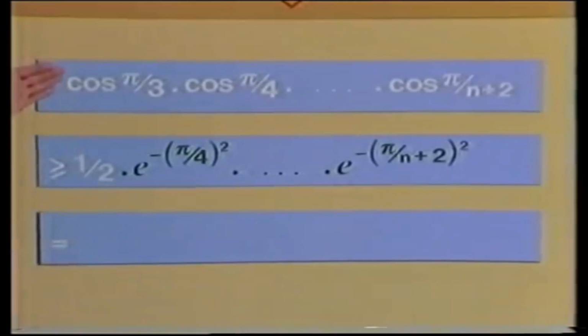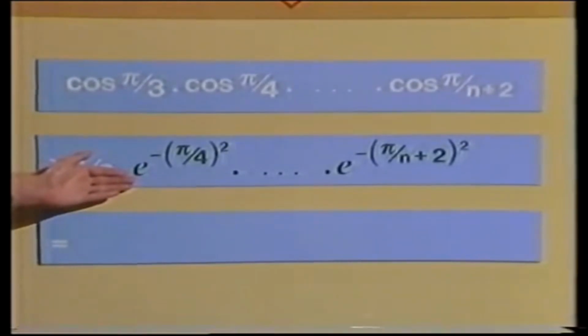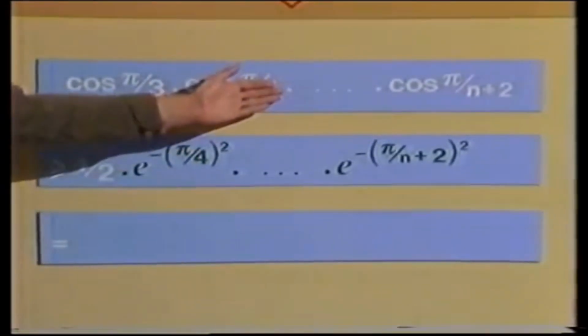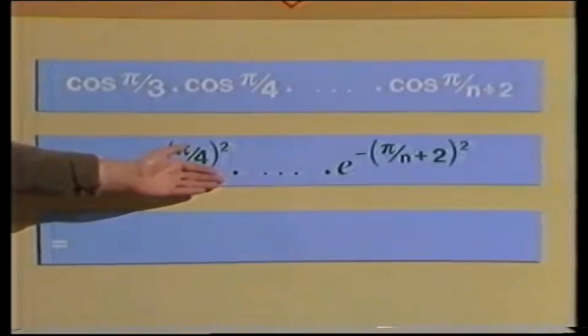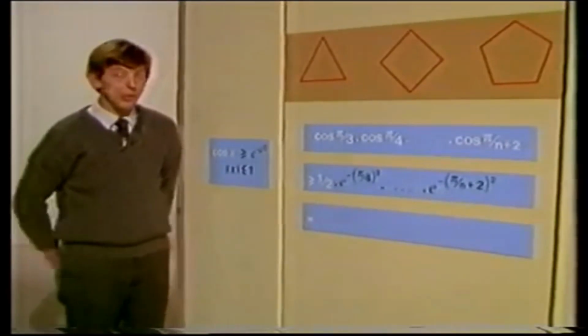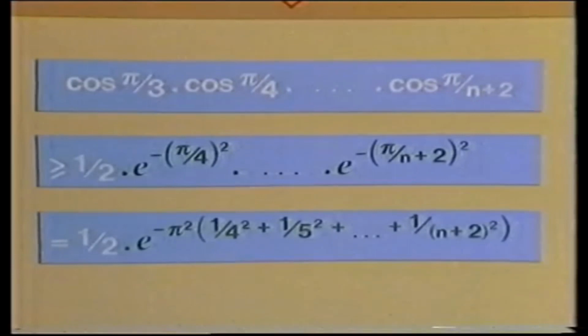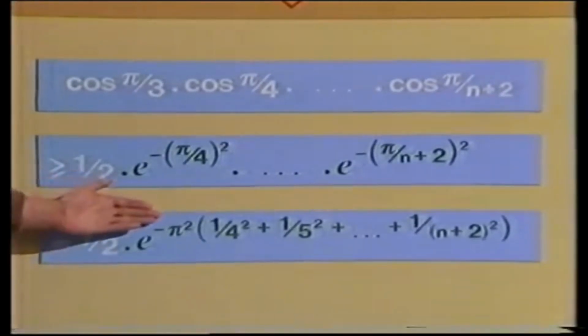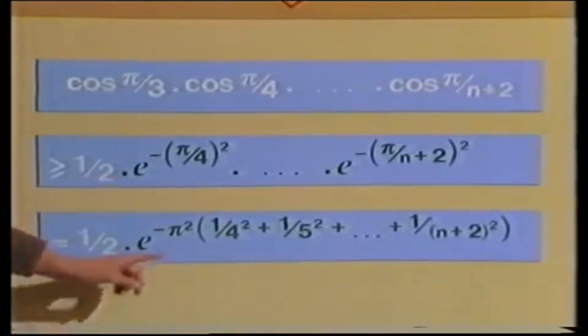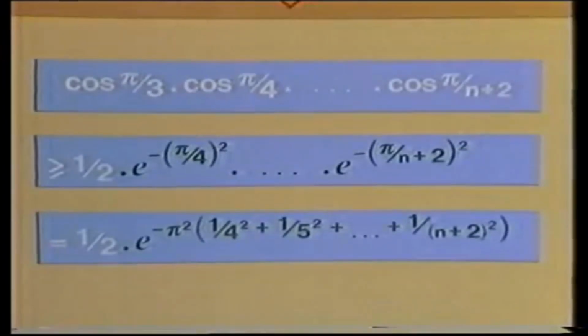Cos pi by 3 is equal to a half. Cos pi by 4 is greater than or equal to e to the minus pi by 4 all squared. Cos pi by 5 is greater than or equal to e to the minus pi by 5 all squared, and so on. Now, this product of exponentials can be rewritten as the exponential of this sum. There's a common factor of minus pi squared. But then this series should be familiar to you. What is it?